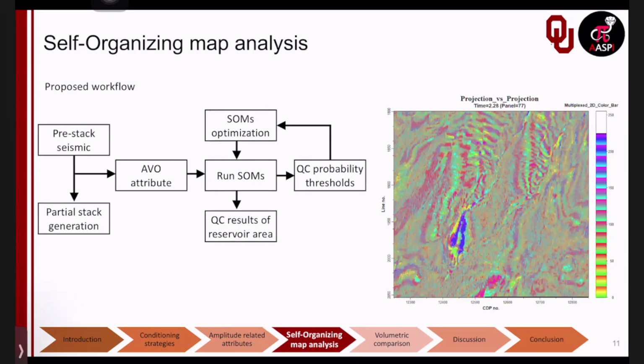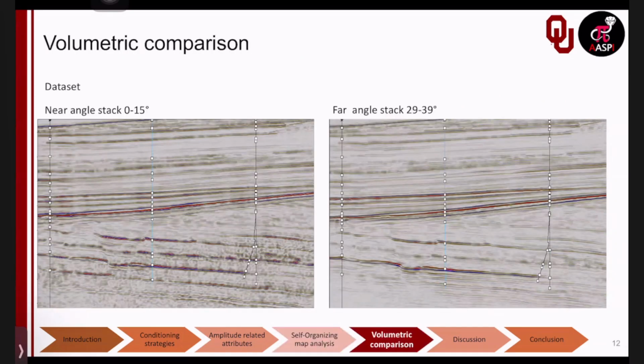he managed to detect the gas saturation presence, right? In contrast, what I'm going to show is just using pre-stack seismic, or if we already have partial stack seismic, just calculate the AVO attributes, run the SOM, QC the probability thresholds, and then, if needed, do this SOM optimization, or QC the results for the reservoir area. So we reduce the redundancy and naturally the time.